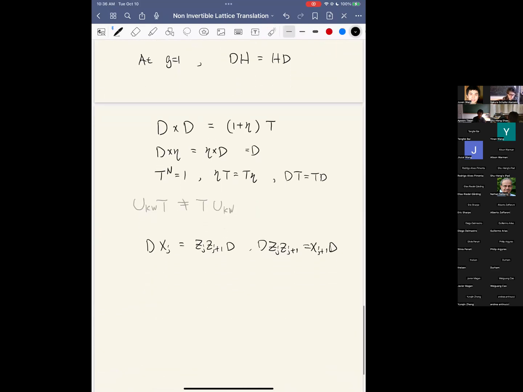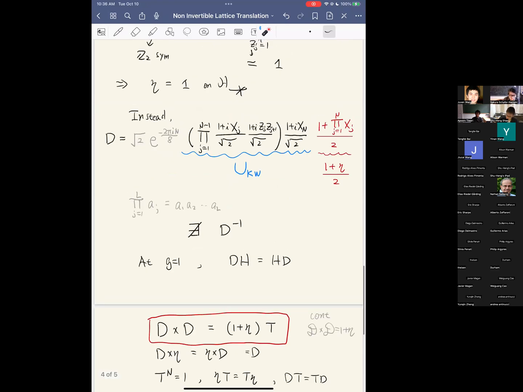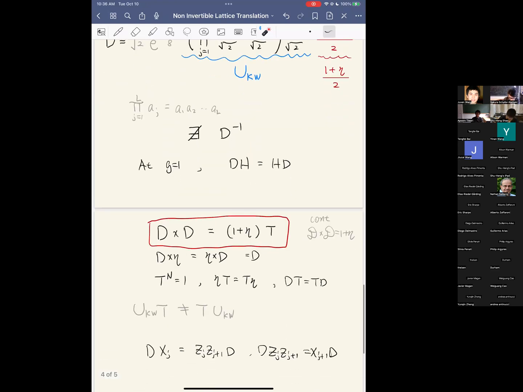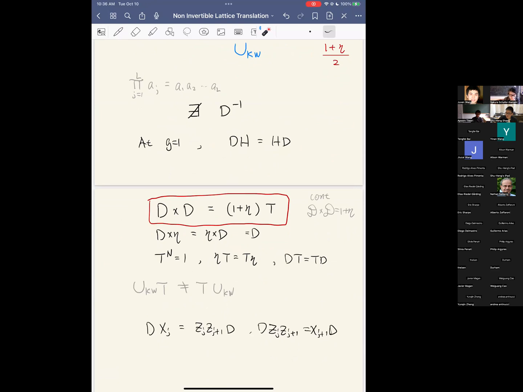The equation I want to highlight here is this one. Already we see that it's different from the continuum one. So I use the curly D for the continuum operator. On the lattice, it mixes with the lattice translation T. And I will come back to that later. But at this point, I should probably move on to derive this operator for you. And later on, I will come back to this algebra and say much more about it.